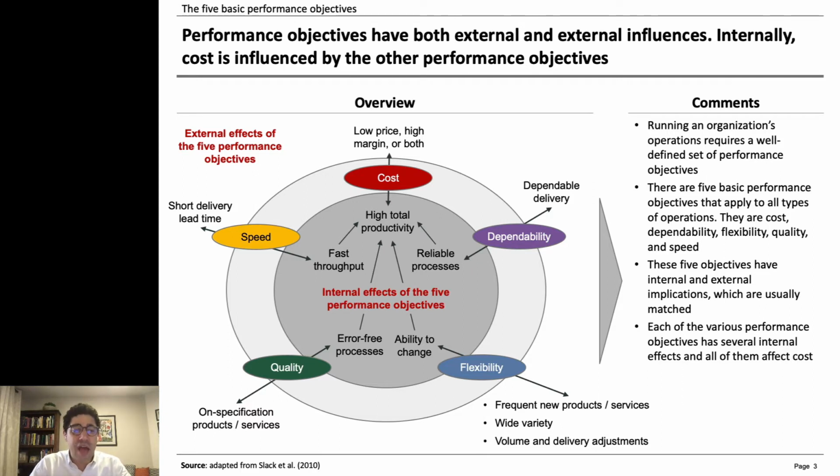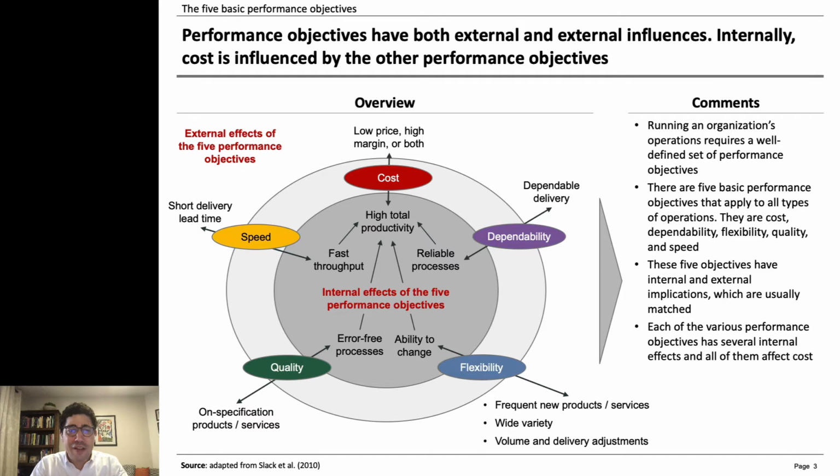Quality on the outside means having on specification products and services. On the inside, is having error-free processes. Speed on the outside means short delivery lead time. On the inside means having a fast throughput. And finally, cost. Cost on the outside means having low price, high margin, or both. On the inside, having high total productivity.